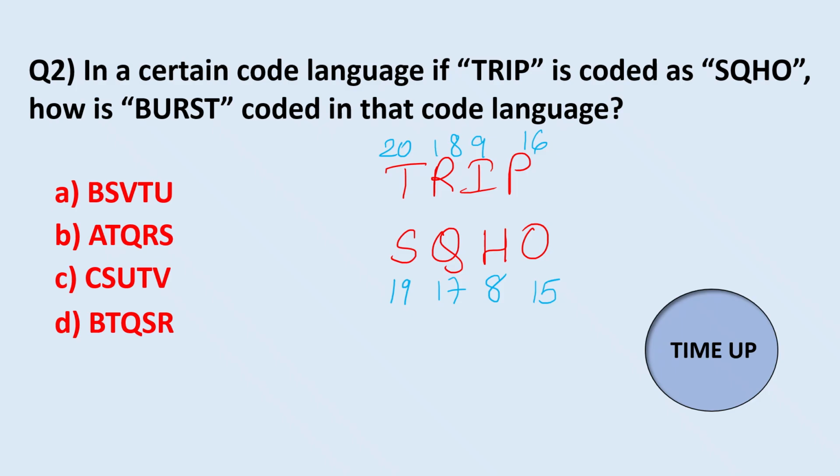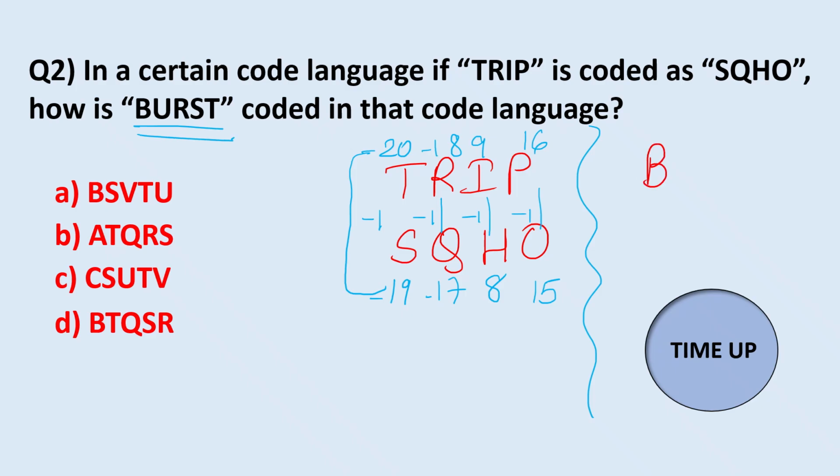So what is happening here? From 20, 19 it is becoming, from 18, 17 it is going. So what is done here? Minus 1 is done, correct? For each of these, this minus 1 logic has been applied. Now the same logic we will apply for what is asked in the question. BURST is asked in the question, correct?